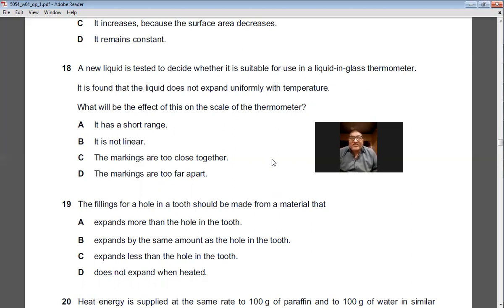It has a short range. No, it is not linear. The markings are too close together. We don't know. The markings are too far apart. We cannot say that. So B is the right choice. The thermometer will no longer be linear.